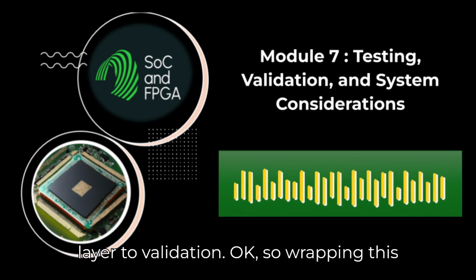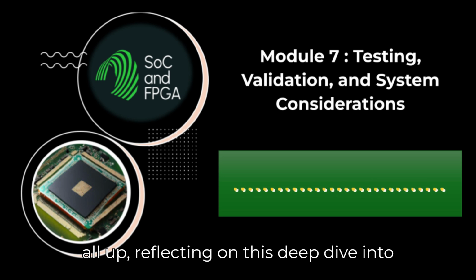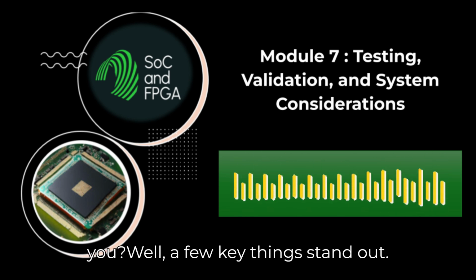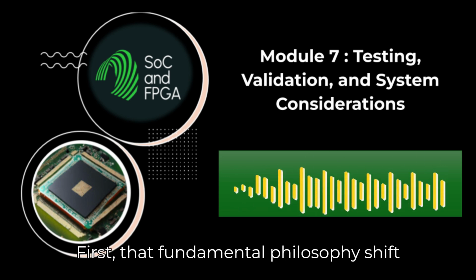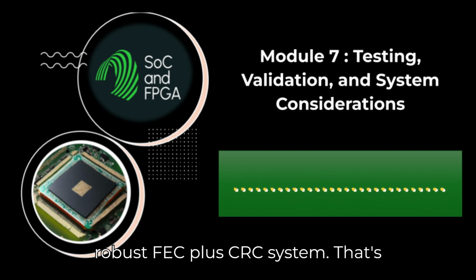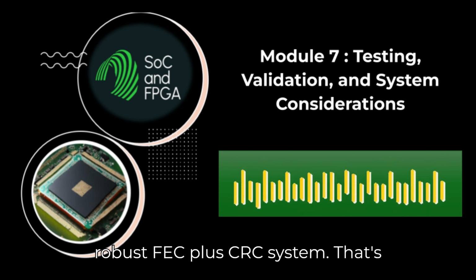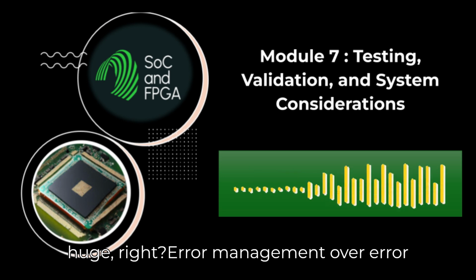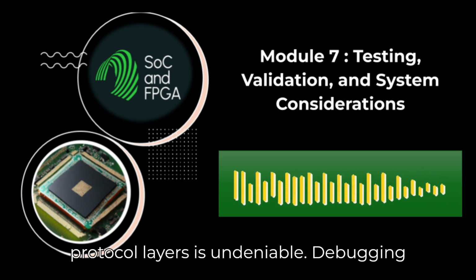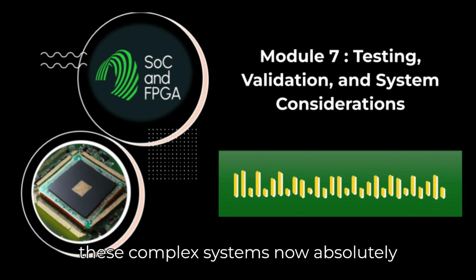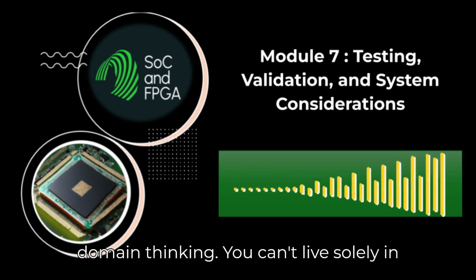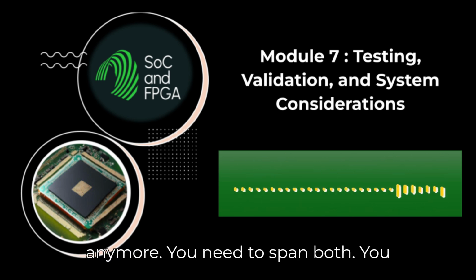Okay, so wrapping this all up, reflecting on this deep dive into PCIe 6.0, what are the big takeaways for you? Well, a few key things stand out. First, that fundamental philosophy shift. From desperately trying to avoid errors to actively managing them with that robust FEC plus CRC system, that's huge. Right. Error management over error avoidance. Second, the lines are blurring. The convergence of physical and protocol layers is undeniable. Debugging these complex systems now absolutely requires integrated tools and cross-domain thinking. You can't live solely in the analog world or the digital world anymore. You need to span both.